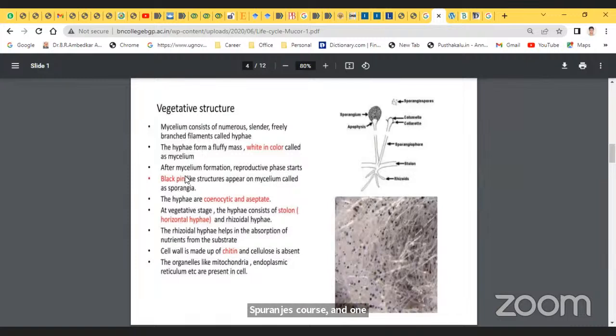So once again, the vegetative phase. The mycelium consists of numerous slender, fleshy, branched filamentous hyphae. Branched means you just observe the diagram. How many branches? 1, 2, 3, 4, 5 branches are there. So the hyphae form a fluffy mass, white in color, called mycelium. After mycelium formation, the reproductive phase starts.